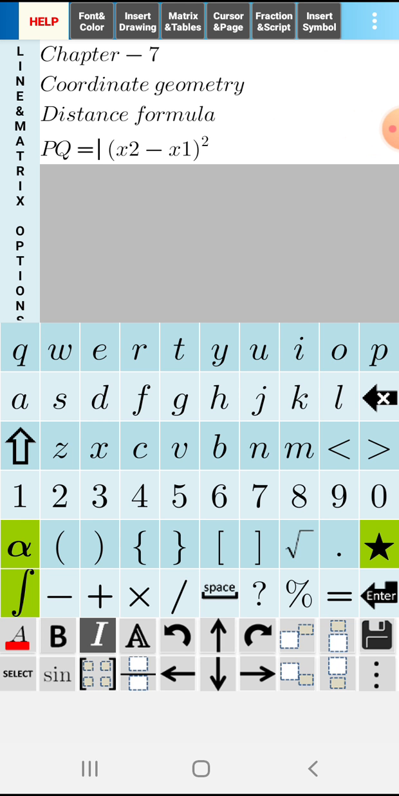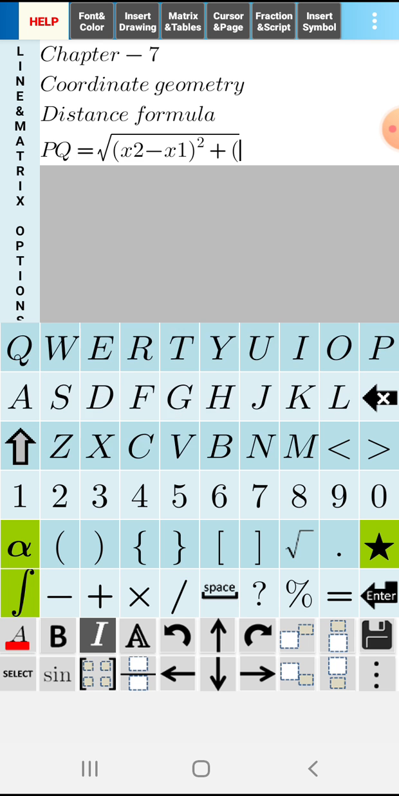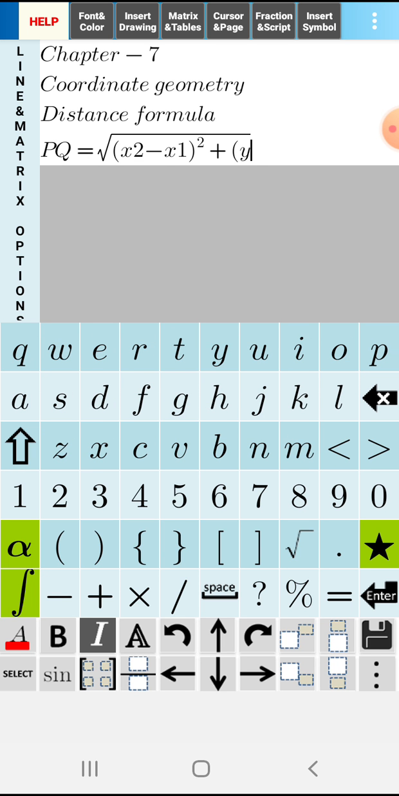Plus (y2 minus y1) whole square. This is the distance formula. So by using this formula only we have to solve the exercise.